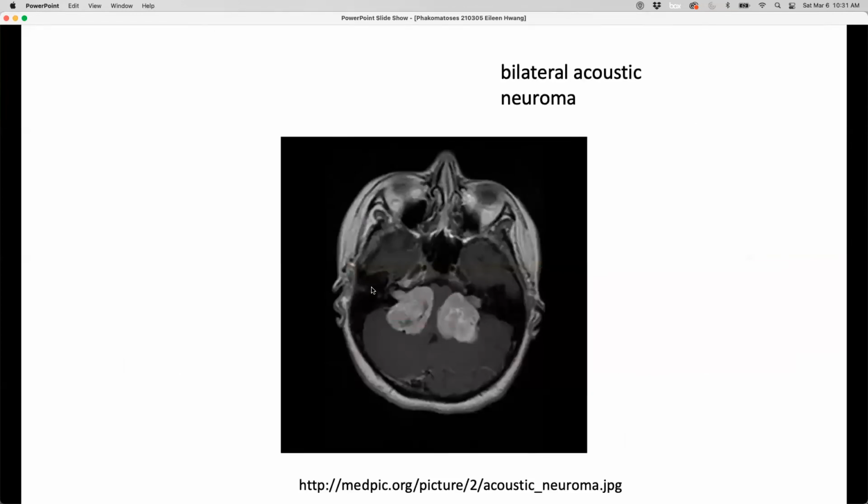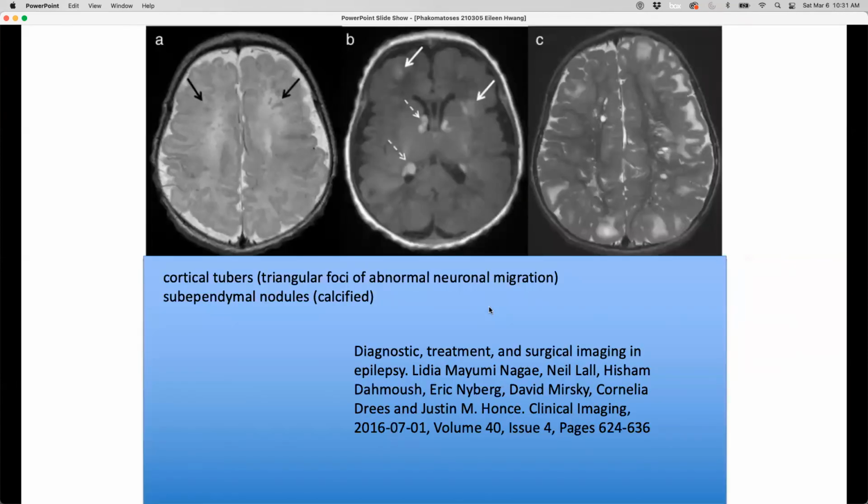Okay, and then this is a bilateral acoustic neuroma. Which disease is that present in? NF2. Yep, great.